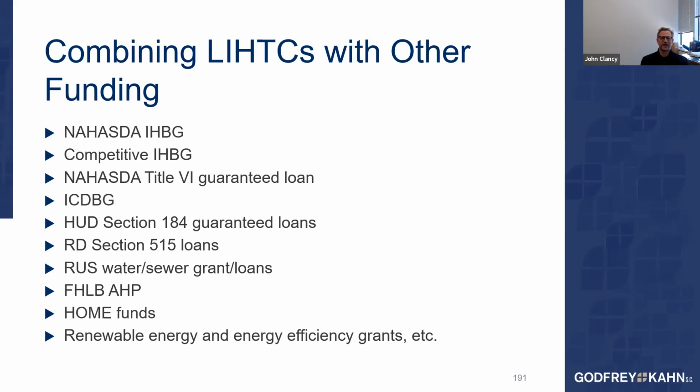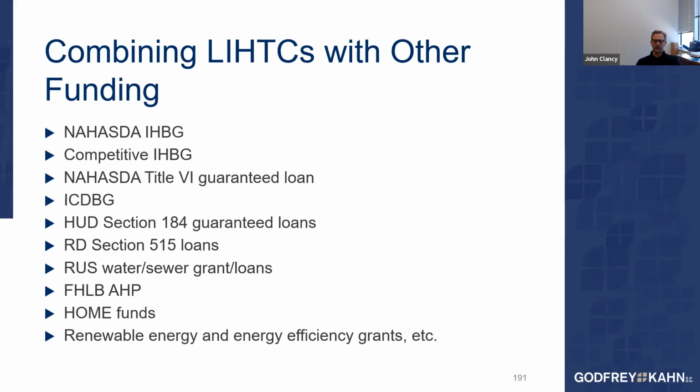So you think about it, you have NAHASDA block grant money that could be put into the project. You could go after a competitive IHBG grant that we've talked about quite a bit. That would be very valuable for a low-income housing tax credit project as well. Also, the Title VI loans we talked about could be available. ICDBG has been used as well. And then you can get the various forms of loans and loan guarantees that could be used to help fill that gap.